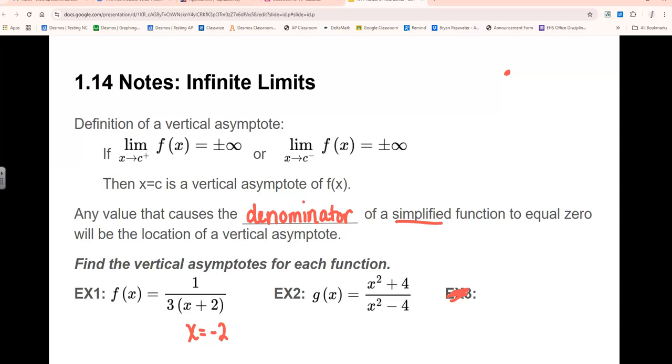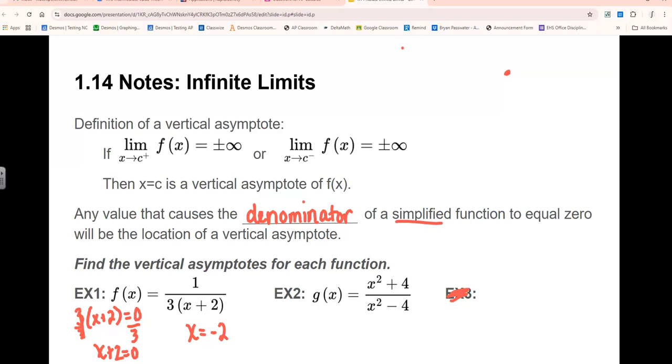It doesn't, because if I included it like this, looking at the whole denominator being 0, since it's just a number, I would just divide off that 3 and I'd still get x plus 2 equals 0. And then I'd move that over and get x equals negative 2. So if it's just a coefficient, it does not affect the vertical asymptote.